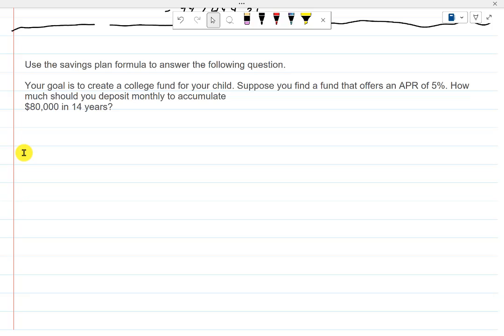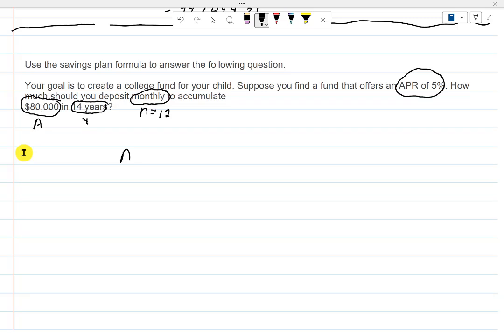Here's a person saving for college for their child. So they're putting in, well, they don't know how much they want to put in, but they do know that they want to have $80,000 in 14 years. So the 80,000, that's going to be A in our problem. 14 years, that's going to be our Y. APR, I've got that. And let's see here, deposit monthly. So we're going to have n equals 12.